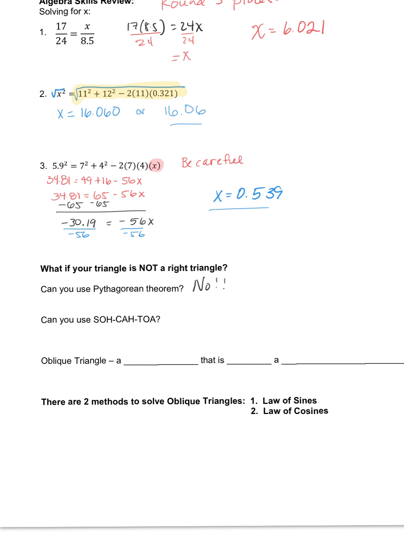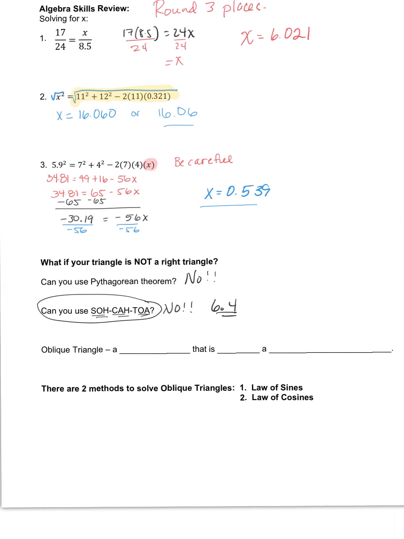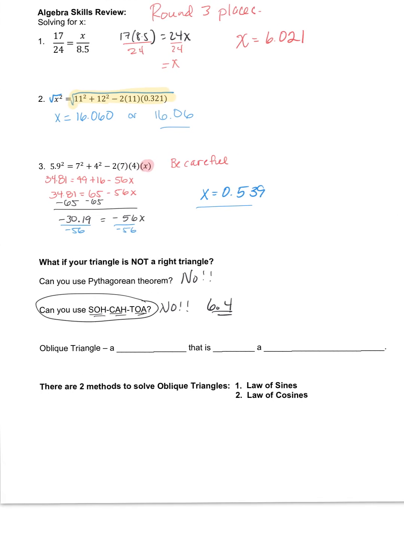Can you use this mnemonic that y'all use? Again, the answer is no. This is all used for right triangles, okay? We learned this in 6.4, so we'll probably pull that up a little bit in this one. So let's talk about when they're not right triangles. It's called an oblique triangle. An oblique triangle is a triangle that is not a right triangle.